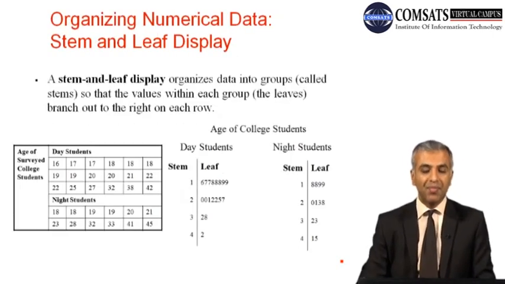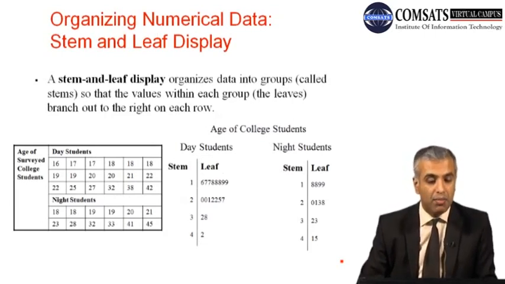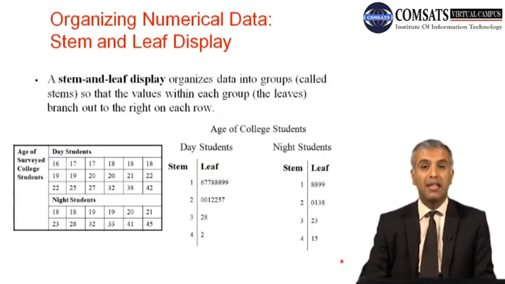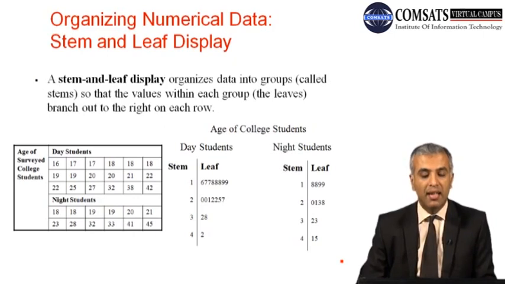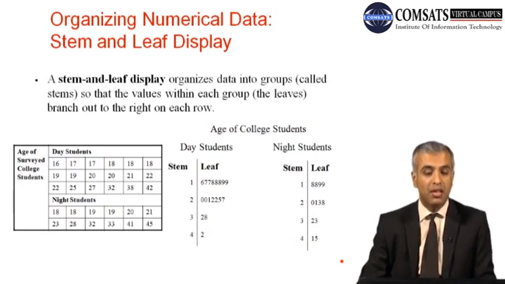You can see here that we have displayed the data in the left box, in which the age of surveyed college students is given among the day students and night students as well. Now the same data has been distributed into 2 factors. One is stem and the other is leaf. So here in day students, you can see that the numbers given under the day student table have been distributed in terms of those numbers having the 1 digit at first.